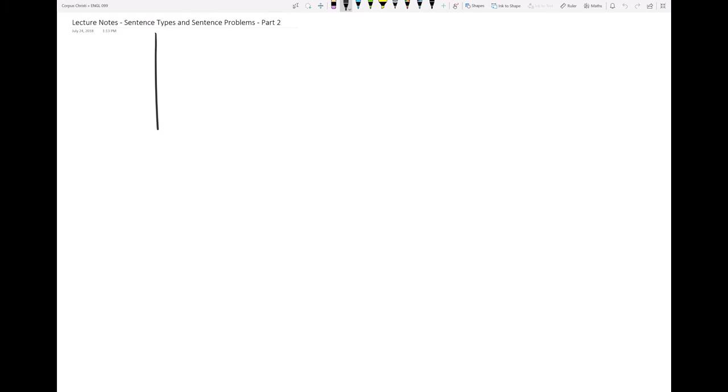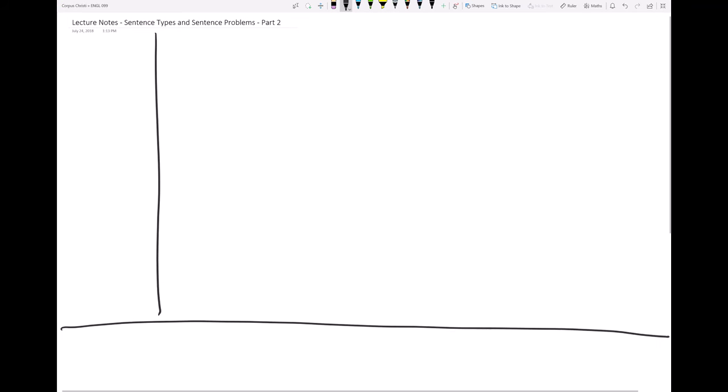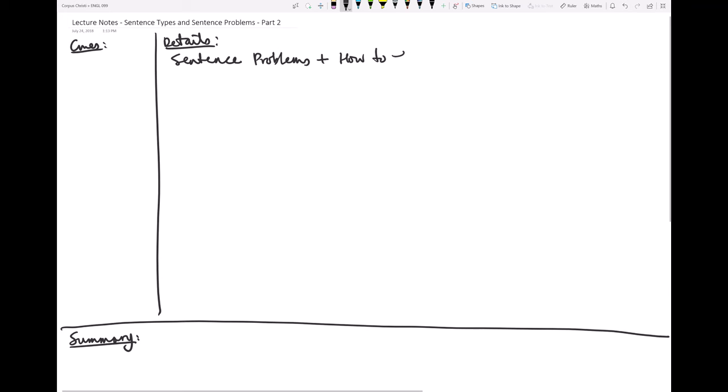So again, we make our sections, cues, details, and the summary. Okay, so we're talking about sentence problems here. And I'm going to add how to fix them. And there are 3 problems, so I'm going to use lots of space this time because we're going to talk about the problems and how to fix them.